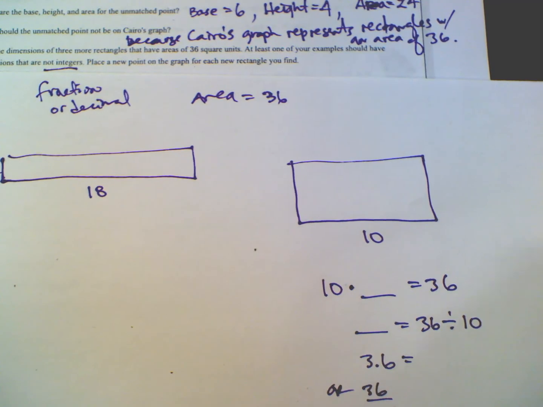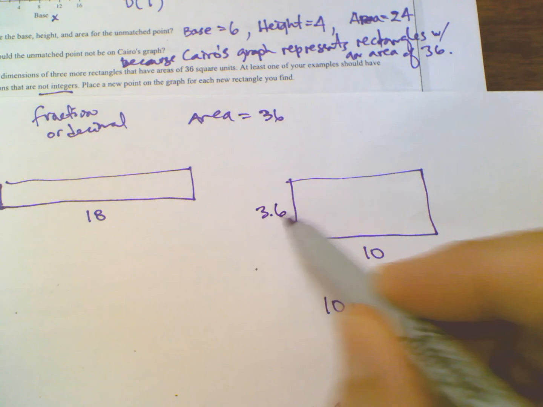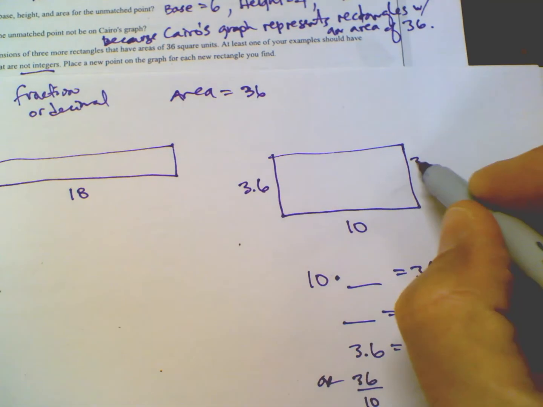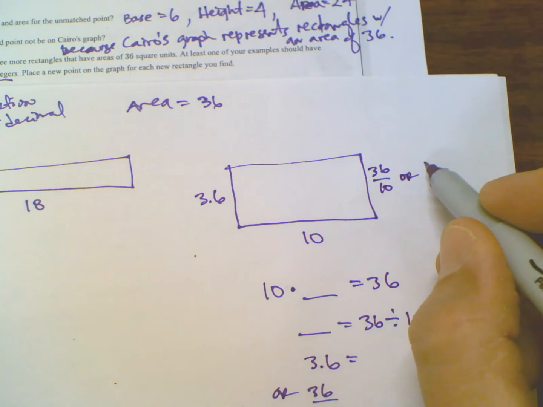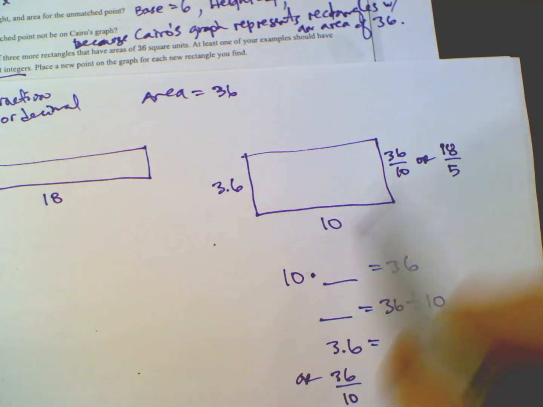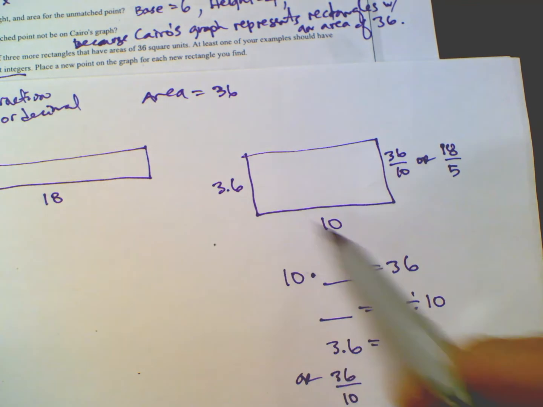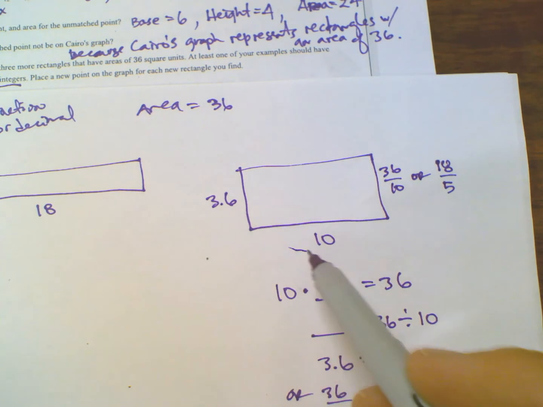Or I could write it as a fraction, which is 36 over 10. So you could say the height is 3.6, or I could say it's 36 over 10. Or if I want to simplify that further, that would be 18 over 5. So I can have a rectangle that has a fractional value or a decimal value. So there's an example of one. This would be a 3.6 by 10.